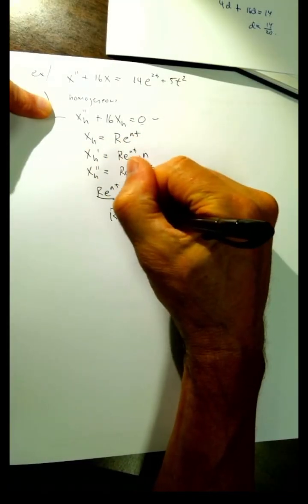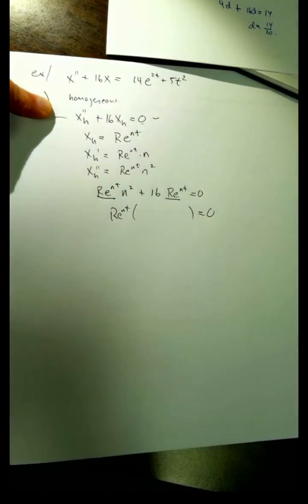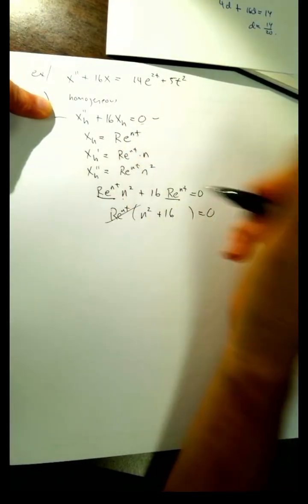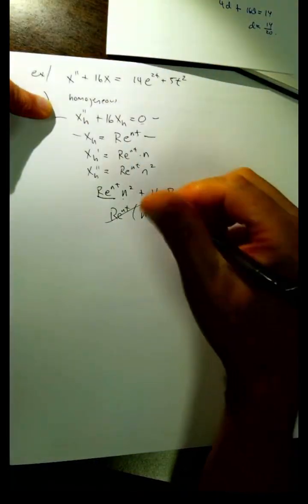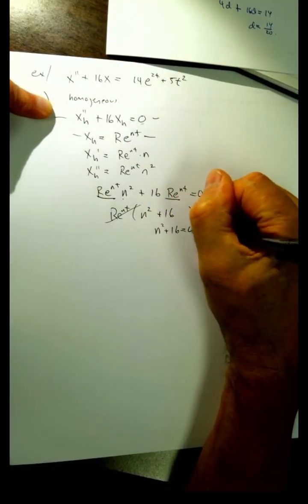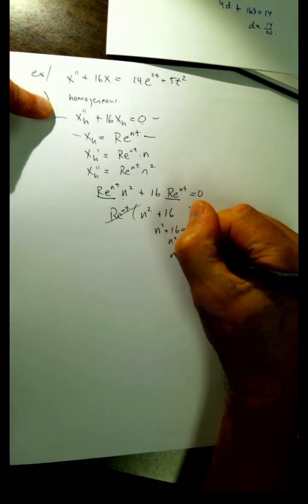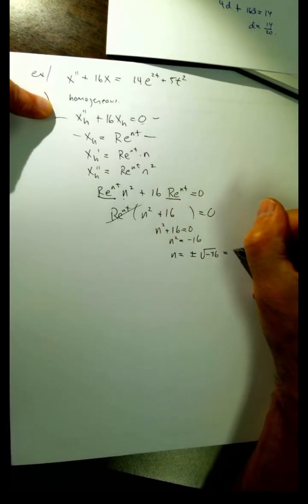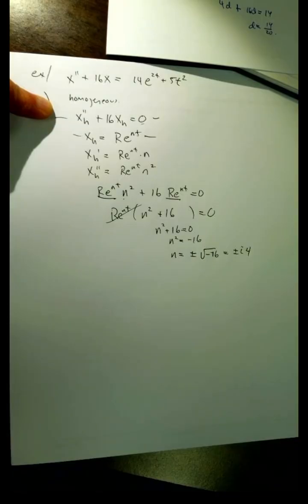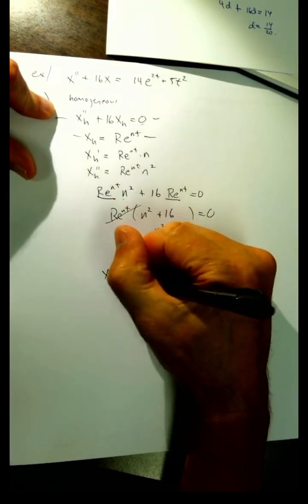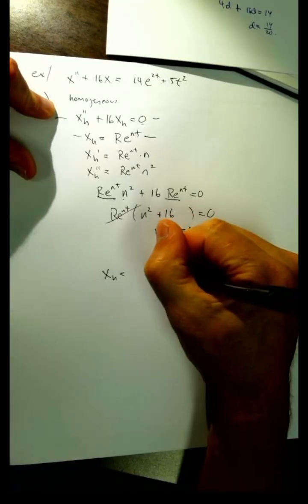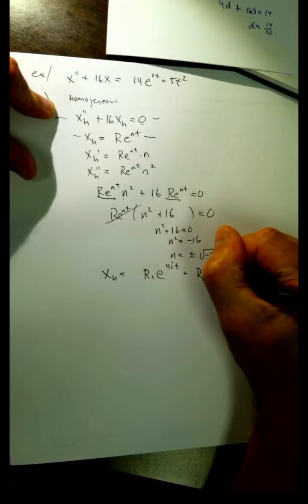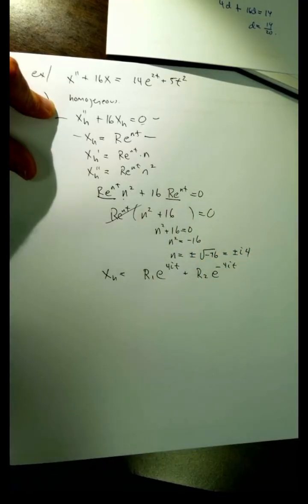Notice there's an r e to the nt in everything. So I can factor that out, leaving me with an n squared plus 16. That cannot be 0 because that's my solution. So I get n squared plus 16 is 0. n squared is minus 16. So n is plus or minus the square root of minus 16, which is plus or minus 4 times i. So my solution then looks like r1 e to the 4it plus r2 e to the minus 4it.